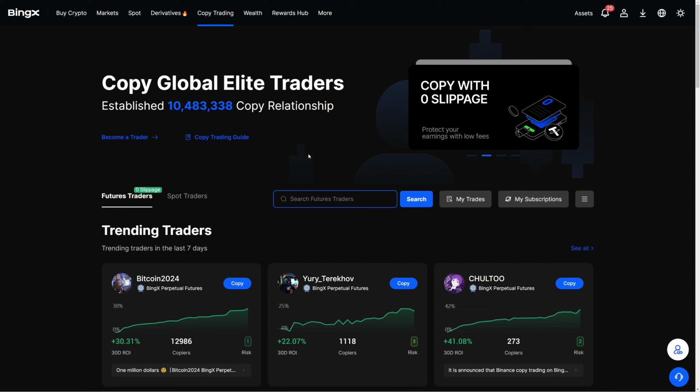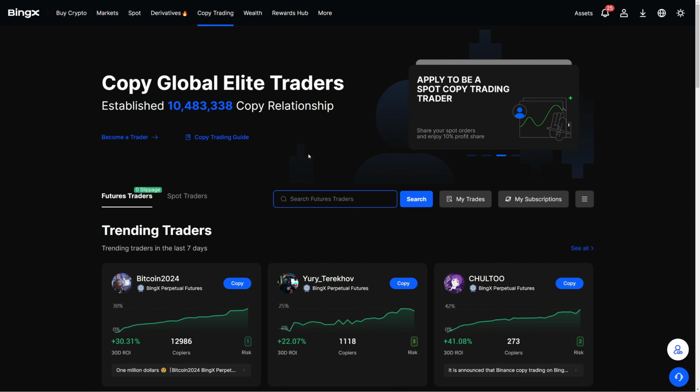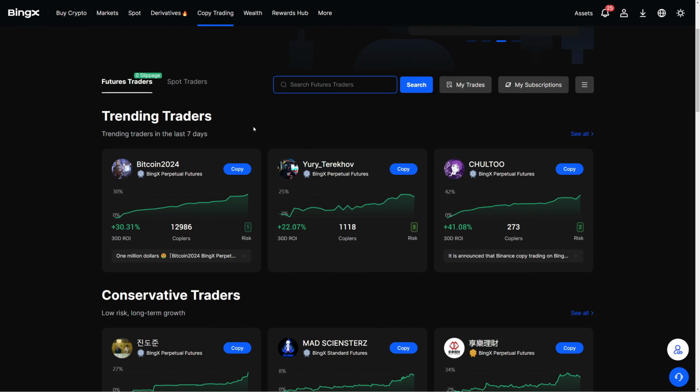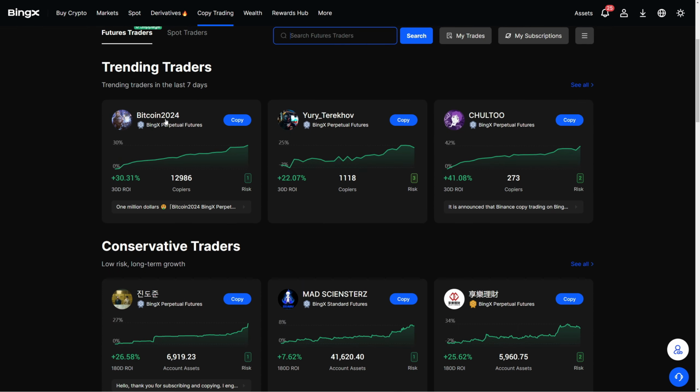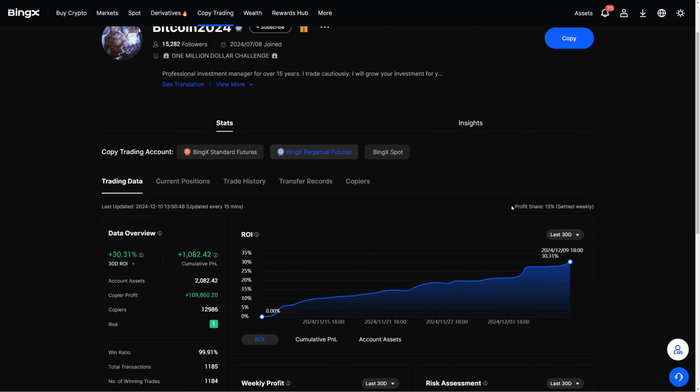First, let's talk about the risks and also the costs. We have a profit split on BingX, which is between 10 to 15%. This is different for every trader. Let's click on one trader here. We can now see he has a 13% profit split, which is settled weekly. That means not every trade you make a profit will be split. It will only be split weekly, which is actually a very good feature, and I really love this about BingX copy trading.